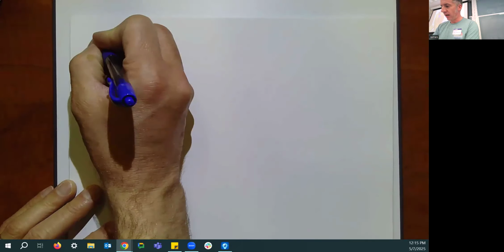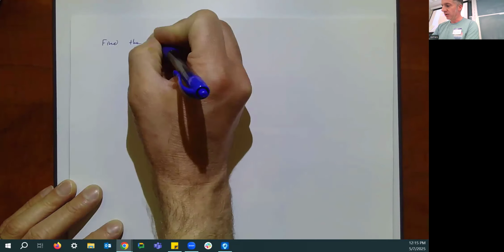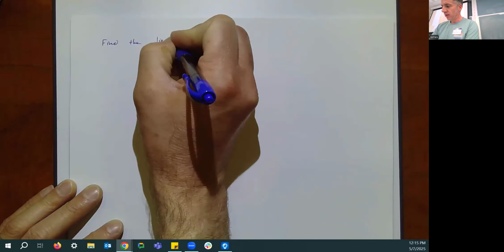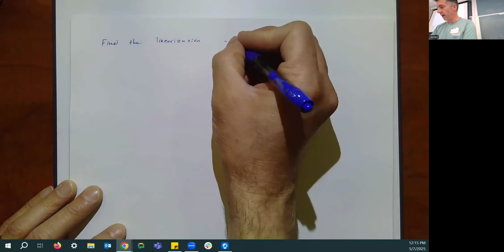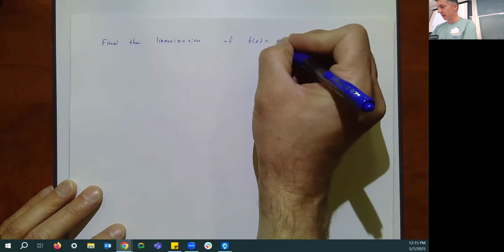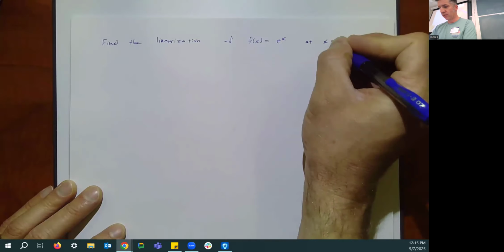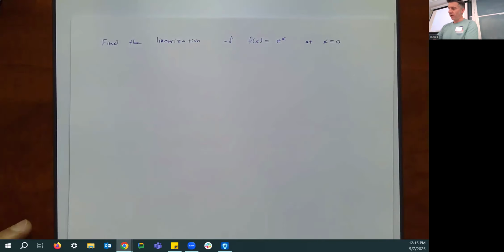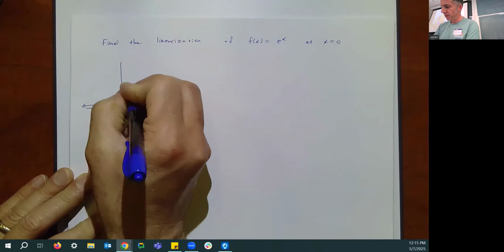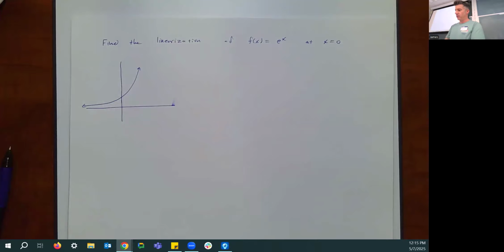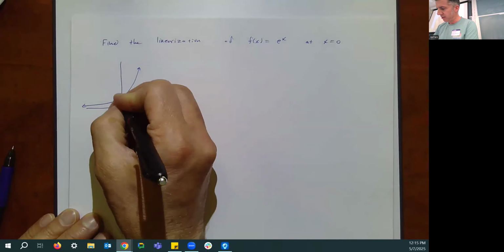So a quick reminder, and again, you may not actually need to write this down, but you certainly can if you want to. If I want to find, say, the linearization, which is just a fancy name for the equation of the tangent line, of f of x equal to e to the x at x equal to 0, we do the following. Well, I'm going to graph it. Not that we really need that, but here's my graph. And here's the line whose equation I'm trying to find.